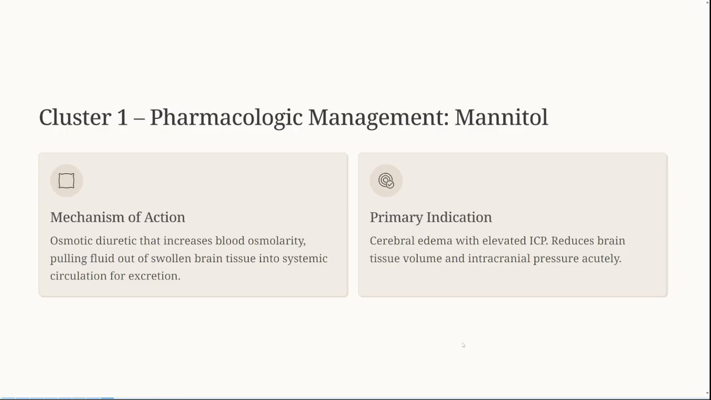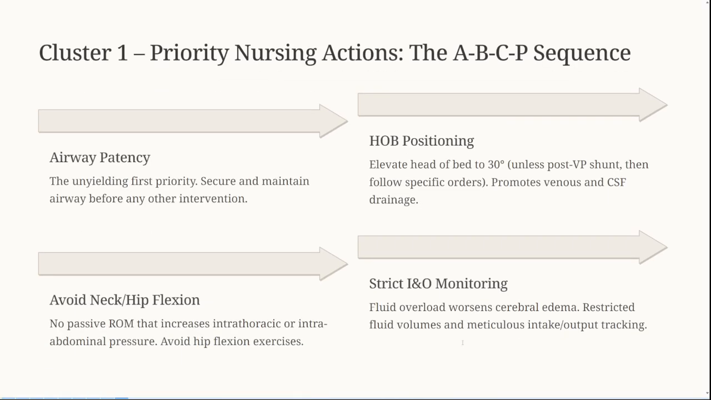Then positioning. You maintain the head of bed, the HOB, elevated to 30 degrees to promote venous and CSF drainage, unless there's a specific contraindication. Right. And this is where that HOB trap comes in. If a child is immediately post-VP shunt placement, the provider often orders an initial flat position. Why flat? To prevent the CSF from draining too rapidly, which could cause its own complications like a subdural hematoma. So you always follow the specific post-op order, but generally 30 degrees is the rule for ICP management.